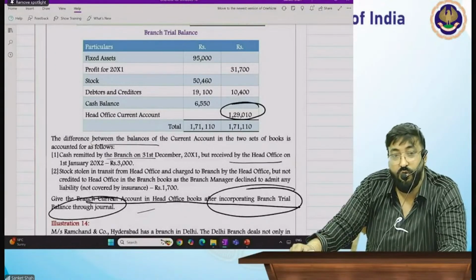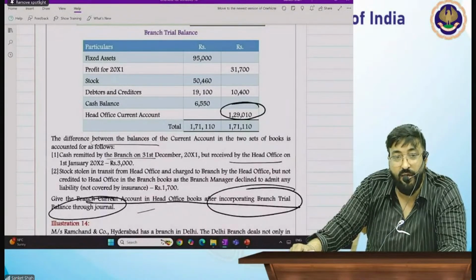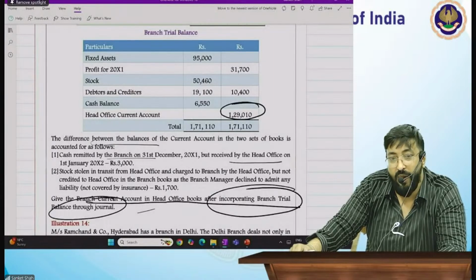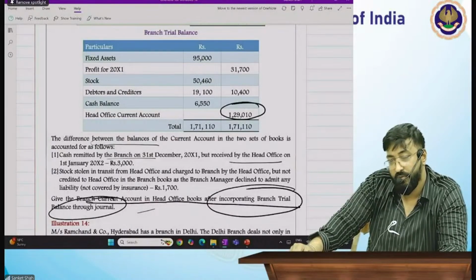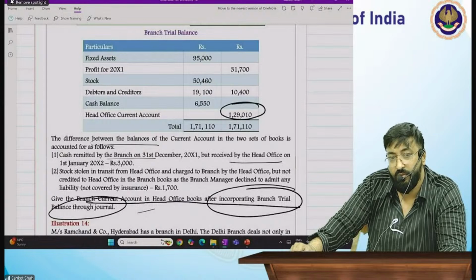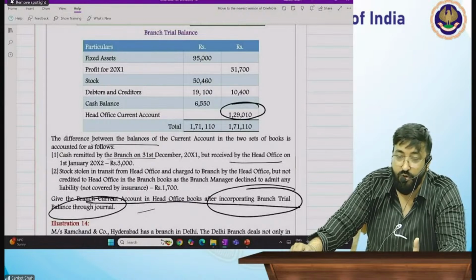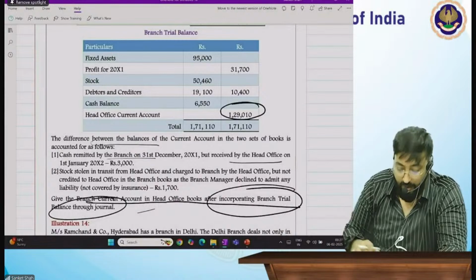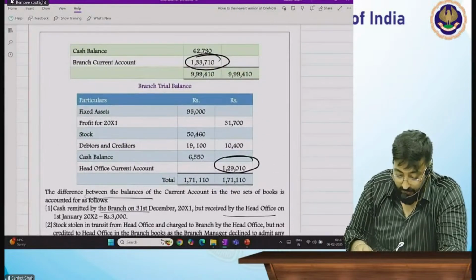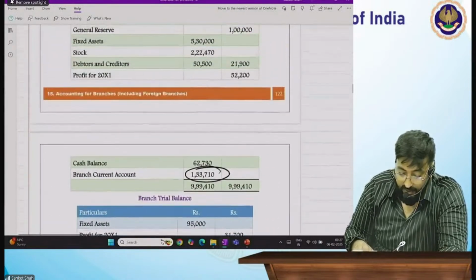Adishri, can you tell me, who will pass this cash in transit entry? Sir, cash is remitted by the branch but received by the head office afterwards. So the entry is passed by the HO, sir. Because HO has not received it till 1st January. So what is the entry?